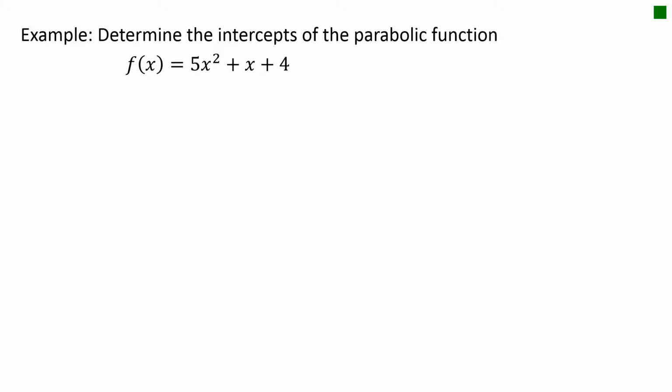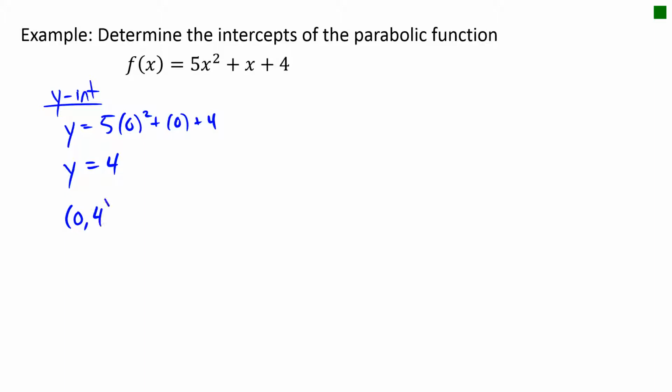One more example here. Again, I always like to start with the y-intercepts. So we're going to go y-intercept and x equals 0. That would be 5 times 0 squared plus 0 plus 4. So y is equal to 4. So x equals 0, y equals 4. There are my coordinates for the y-intercept. Those ones should be usually pretty quick to run through.